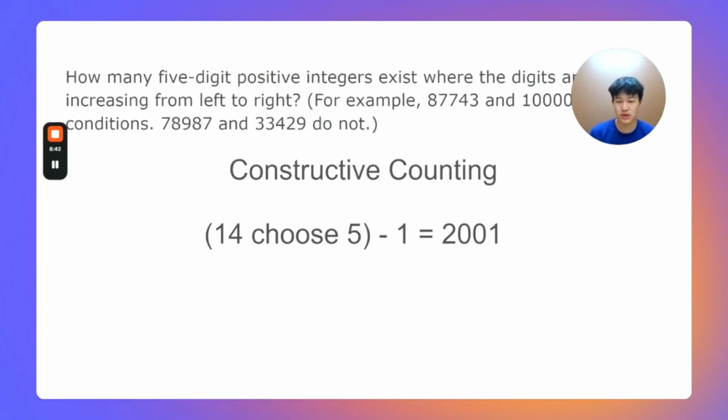This strategy is known as constructive counting because we've systematically built every possible case to get our answer. And there you have it. 2001 is the number we got with casework counting and constructive counting, so we can be pretty confident that we're correct. Thank you.